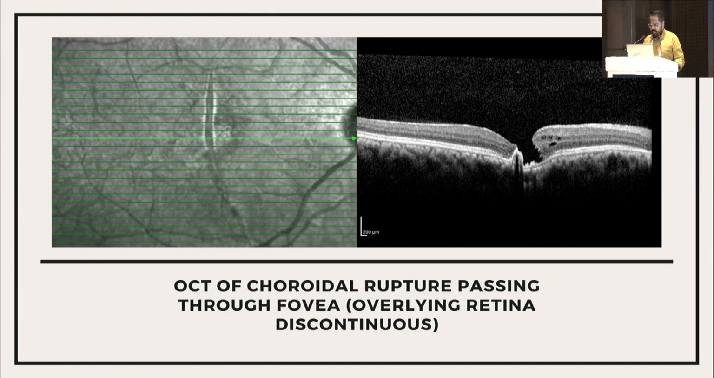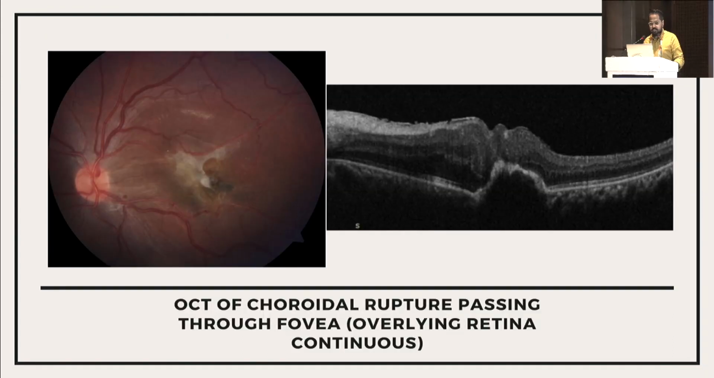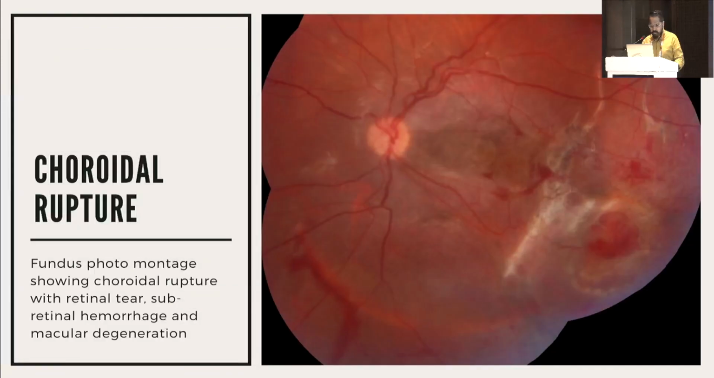This is an OCT of a choroidal rupture passing through the fovea with an overlying retina which is discontinuous. And this is an OCT of a choroidal rupture passing through the fovea with an overlying retina which is continuous. This is a fundus picture montage showing a choroidal rupture with retinal tear, subretinal hemorrhage, and macular degeneration also present.